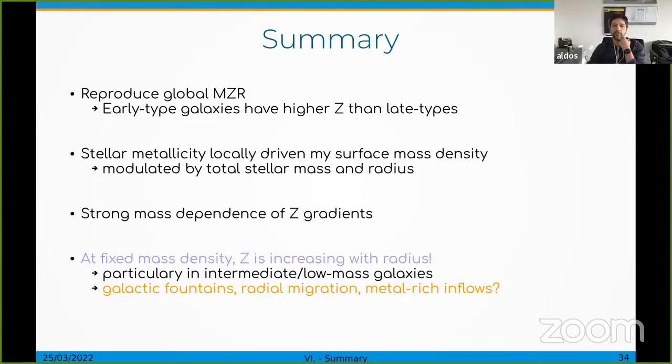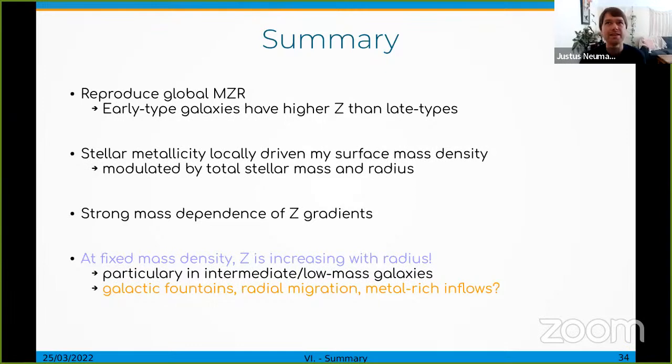Yeah, I have a question. Go ahead, Aldo. Okay, so thanks, Justus, for the nice talk. I have a couple of very simple questions. One actual question and one about some prediction for the future. In particular, to the last point, how would radial migration help in this regard? I can see the metal-rich inflows and so on, but the radial migration is not so obvious to me. Why would it create this inverse gradient, let's put it this way?